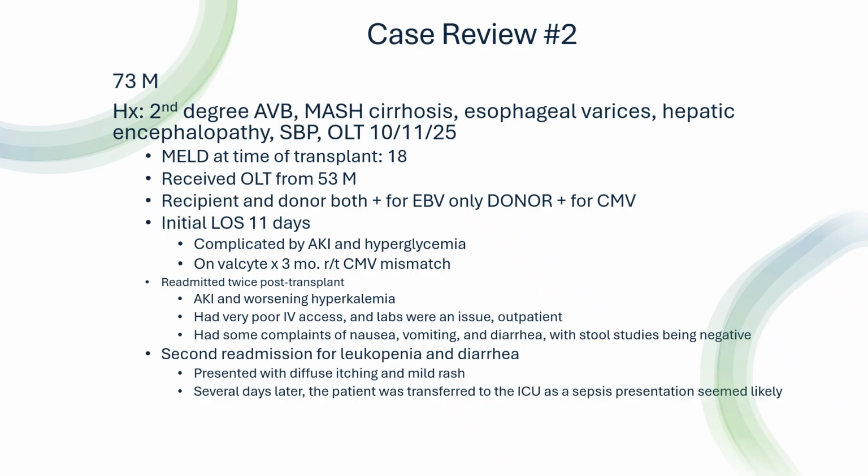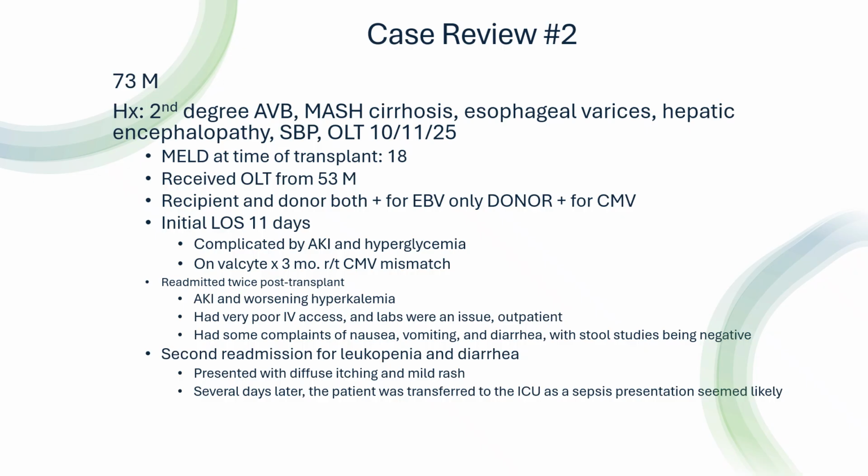All right, so our next patient is a 73-year-old male. He had a history of a second-degree block. He also had MASH cirrhosis, esophageal varices, hepatic encephalopathy. He had spontaneous bacterial peritonitis, and he had a liver transplant in October of 2025. His MELD at the time of transplant was 18. He received a liver from a 53-year-old male.